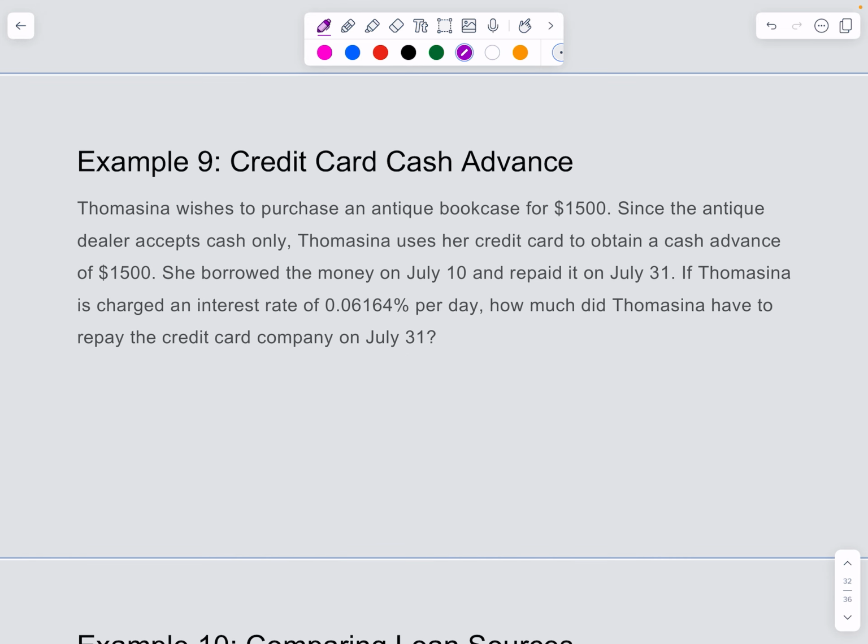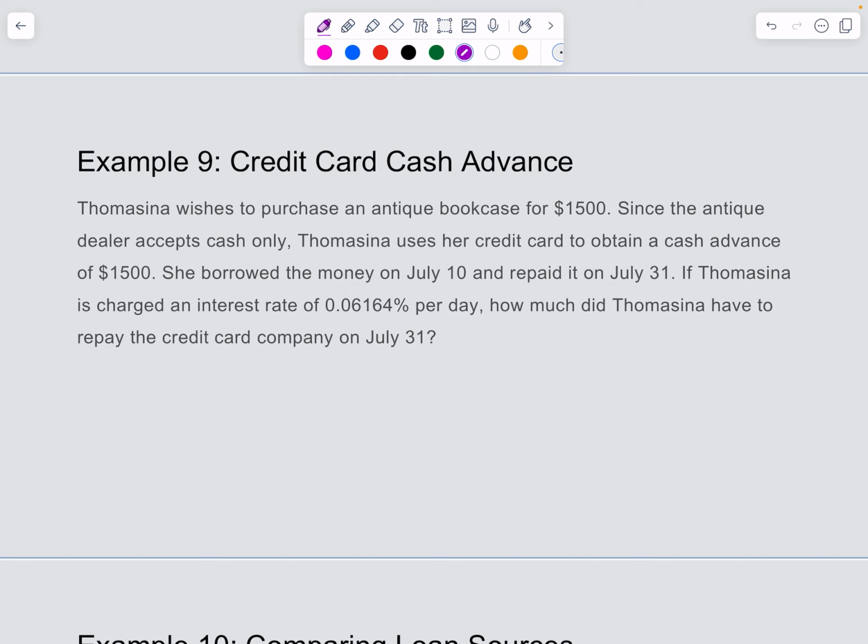Okay, let's look at a cash advance real quick. This is the last one. Thomasina wishes to purchase an antique bookcase for $1,500. Since the antique dealer accepts cash only, Thomasina uses her credit card to obtain a cash advance of $1,500. She borrowed the money on July 10th and repaid it on July 31st. If Thomasina is charged an interest rate of 0.06164% per day, how much did Thomasina have to repay the credit card company on that due date on July 31st?